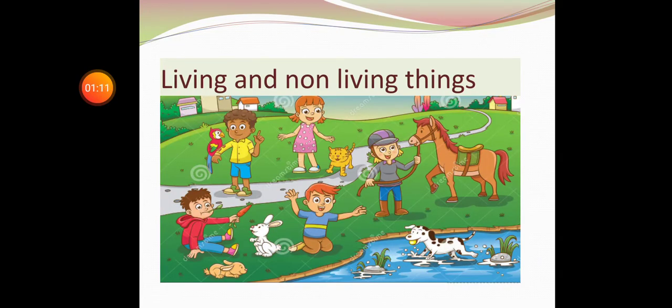In this picture, you can observe many living things and non-living things. Can you list them out? Boy, girl, horse, dog, rabbit, cat, the bird. One you missed, what is it? Yes, of course, plant. Plants are also living things. What are the non-living things available in this picture? Stone, house, water. These are a few non-living things in this picture.